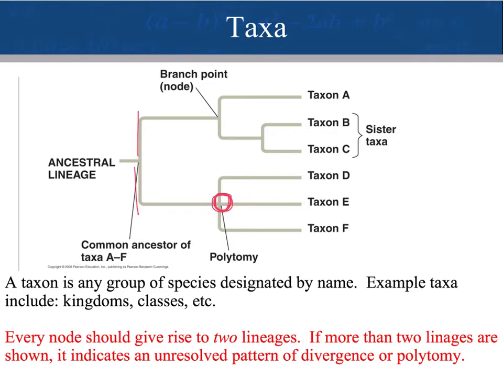This is an unresolved pattern of divergence. We haven't completely figured out who really goes where. So you could think of this as being true, and you can think of this as being hypothesis. Okay.